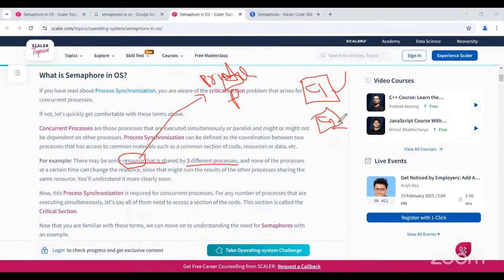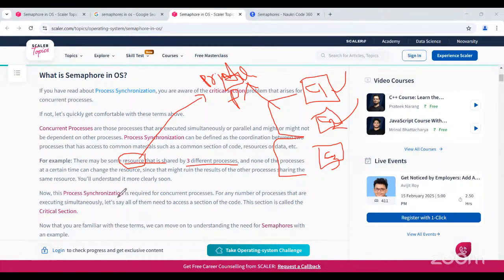The printer is the resource, and it is shared by three different processes. Let us take this as one process, this as one process, and there is one more process. None of the processes has a fixed time to use the resource, so they may conflict over the shared resource. They do not have one particular time, and this is where the problem will arise.